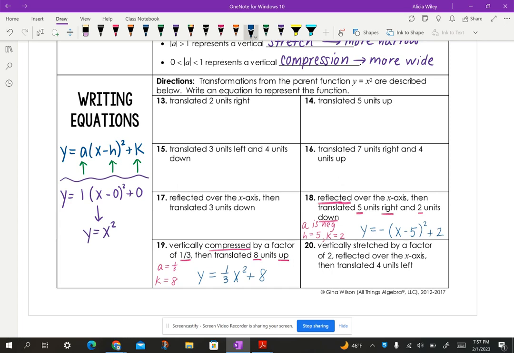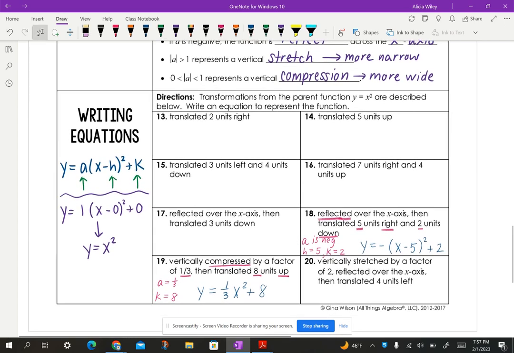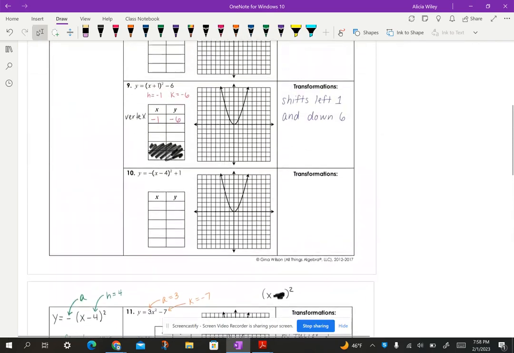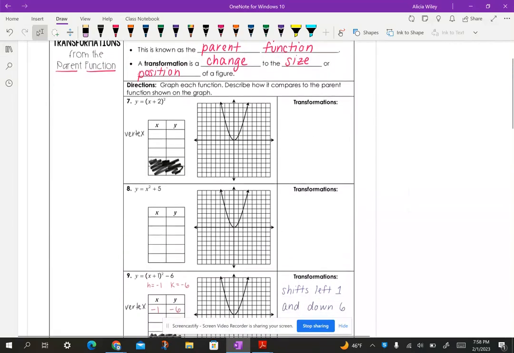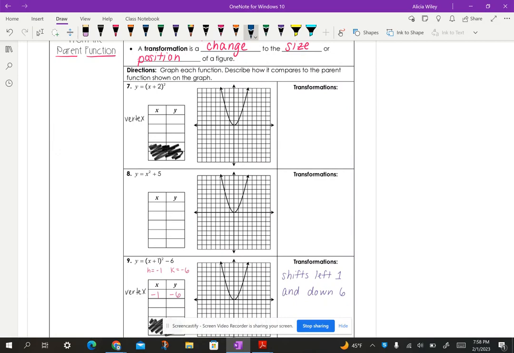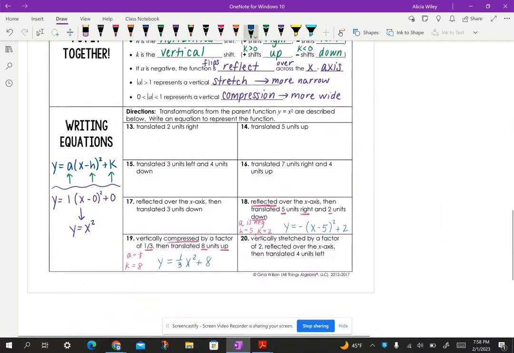So what you are going to do now is work on the rest of these problems and practice some more graphing. Again, they're all vertex form. The only addition to the graphing is describing the transformation. And then you'll also complete this writing equations part as well. I will have an answer key available to you tomorrow so that you can check answers and also ask questions.